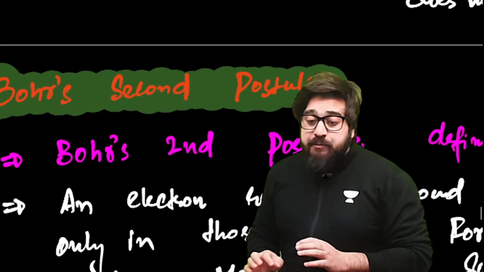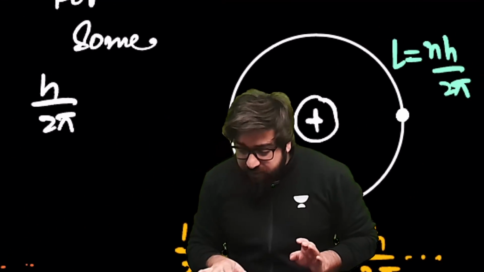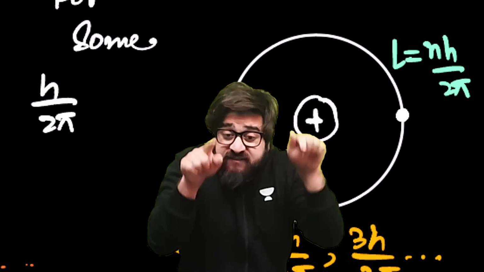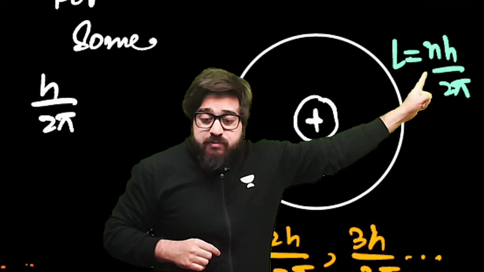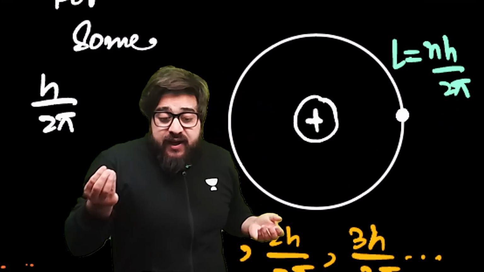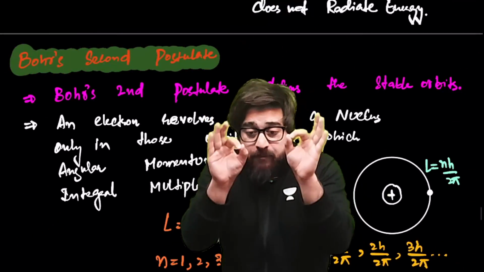Okay, Bohr's second postulate says that an electron revolves only in those orbits in which its angular momentum is nh by 2 pi. n can be 1, n can be 2, n can be 3. So this is Bohr's second postulate.